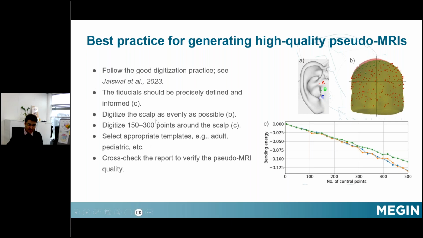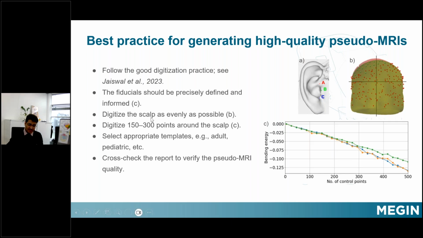The digitization points should be, here you can see A, B, C. These are the usual convention of taking the LPA and RPA. So be sure that where you have taken them while digitizing during the MEG or EEG preparation, you follow the same while generating the pseudo MRI.